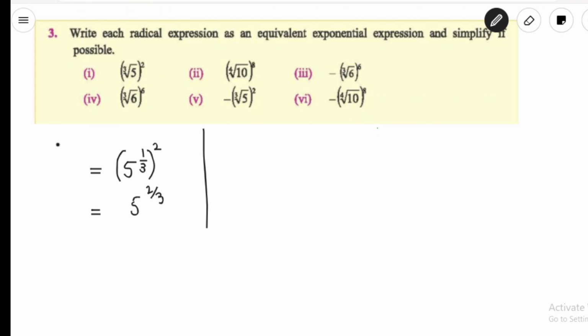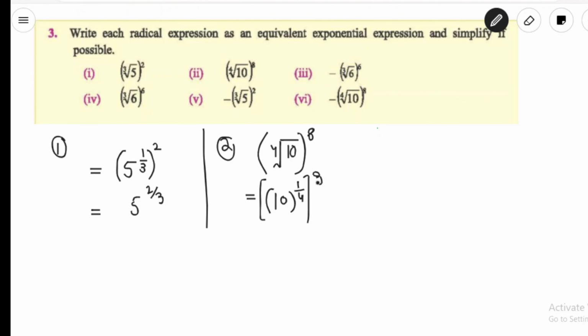Now question number 2, which is the 4th root of 10 and that whole thing to the power 8. We do know that the 4th root is simply 1 over 4, because a root or radical is simply the exponential form where the numerator is 1 and the denominator is whatever the order, and then this whole thing is raised to the power 8. And as we do know, when you have two powers, one inside, one outside, they are multiplied. So this 8 will be multiplied with 1: 1 times 8 divided by 4.